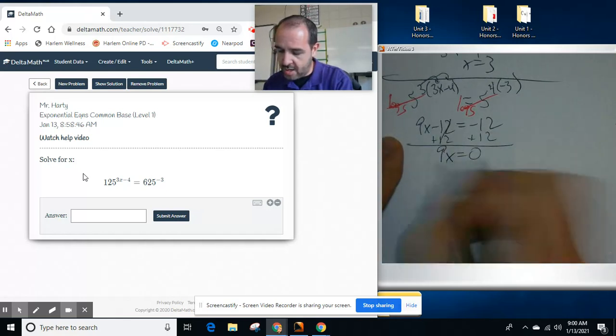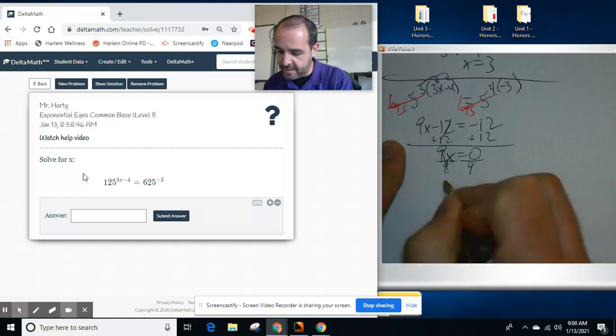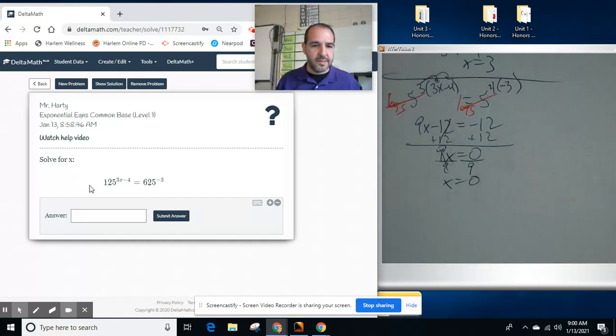9x equals 0. If we divide 0 by anything, we're going to get 0. Is this sensible? Let's find out.